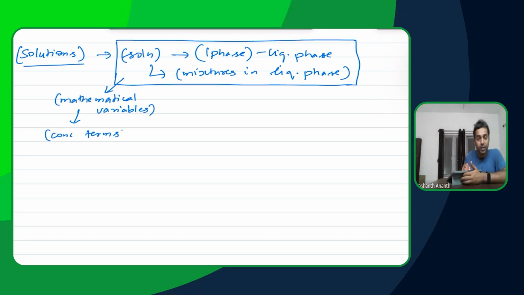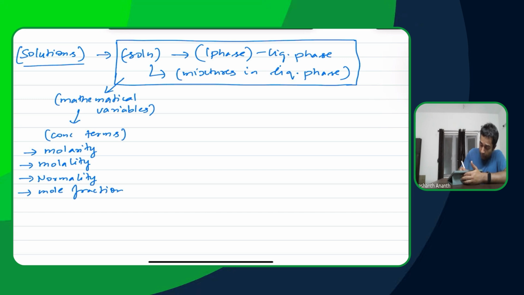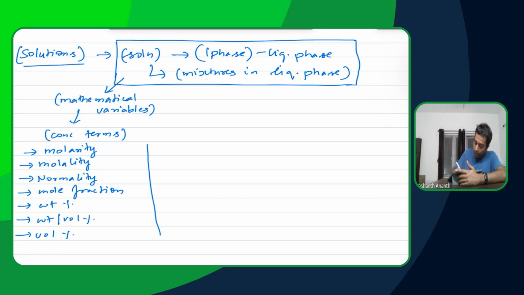So when it comes to the concentration terms here, all the concentration terms which are applicable for solutions come into this category. You will have molarity, of course, as a starting. You will have molality. You will have normality. You will have mole fraction. You will also be having weight percentage. You will, of course, be having weight by volume percentage. You will also be having volume percentage. All your standard concentration terms apply over here, along with the weird ones also.